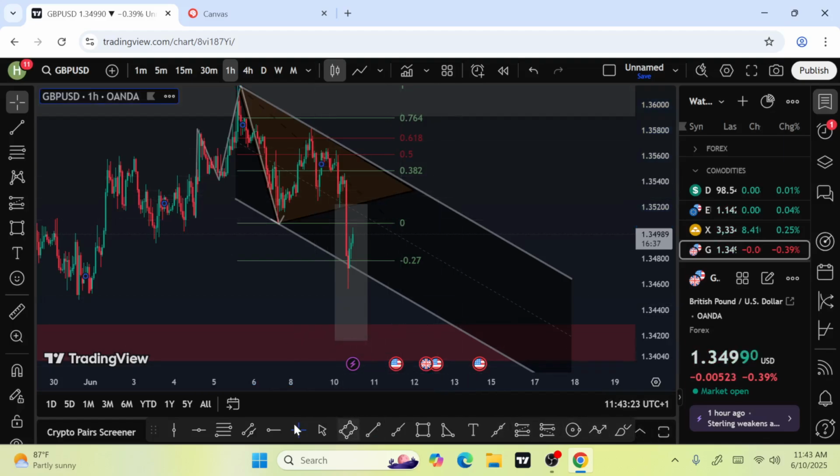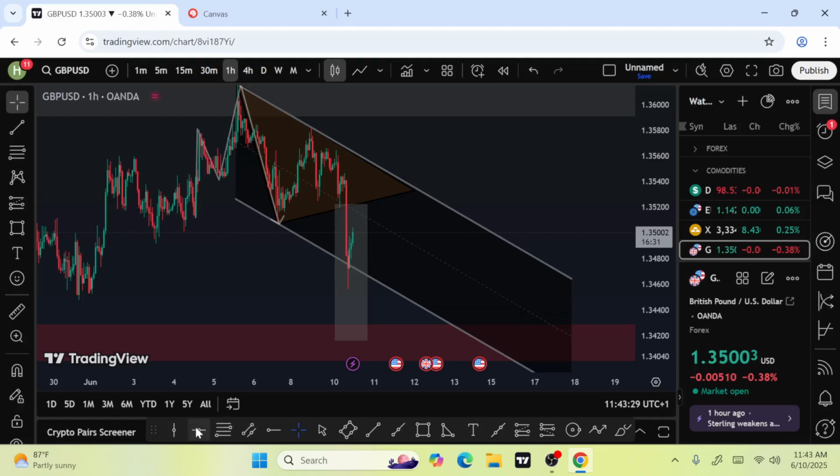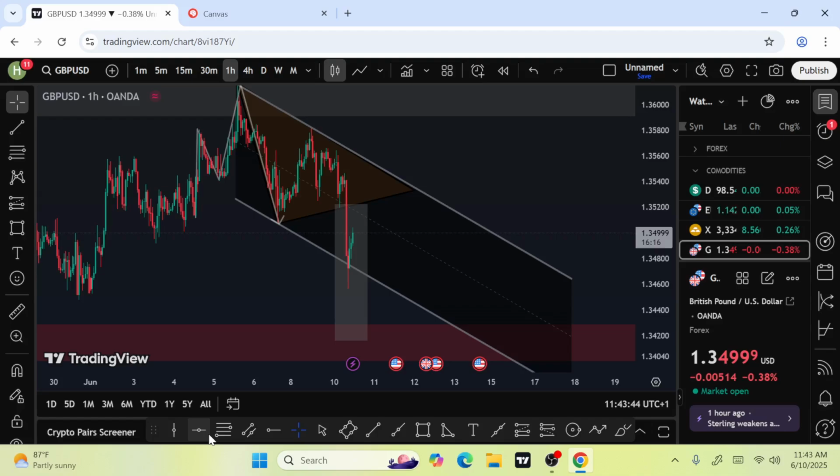Take this off. Where is the delete? Take your Fibonacci again, from this point to this point. It came in between 50 to 61.8 again and gave us another sweet pattern. Is that not so? Take it off. That one has done its work.